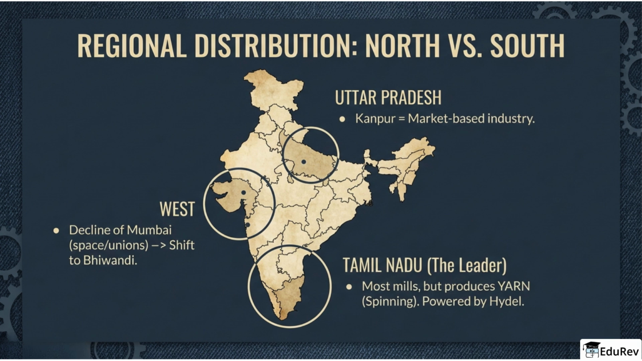But notice the important qualifier. Tamil Nadu leads mainly in yarn production, in other words, spinning, not necessarily finished cloth dominance in every case. And the power base matters. The slide links Tamil Nadu's advantage with hydropower. So this is not just a north versus south story. It is a story of how location shifts once the industry is free from raw material compulsion.